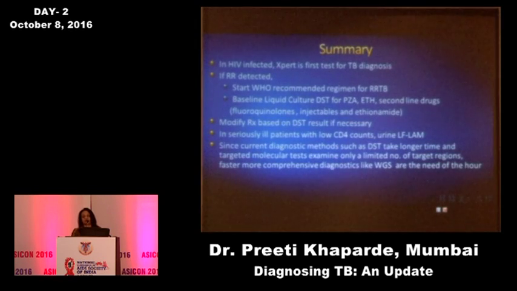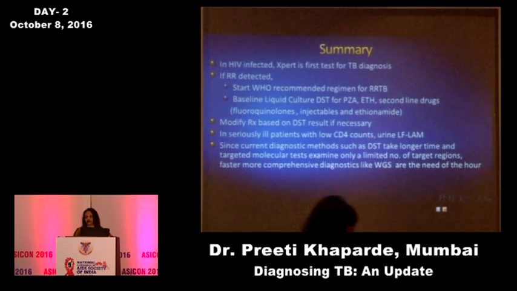So to summarize, in HIV infected patients, Xpert is the first test that should be used for TB diagnosis. If we detect RIF resistance, we should start the WHO recommended regimen for drug-resistant TB, and simultaneously do a baseline liquid culture DST for pyrazinamide, ethambutol and second-line drugs. Then when the DST results become available, if necessary, modify your treatment regimen. And in seriously ill patients, you can make use of the urine LAM assay.